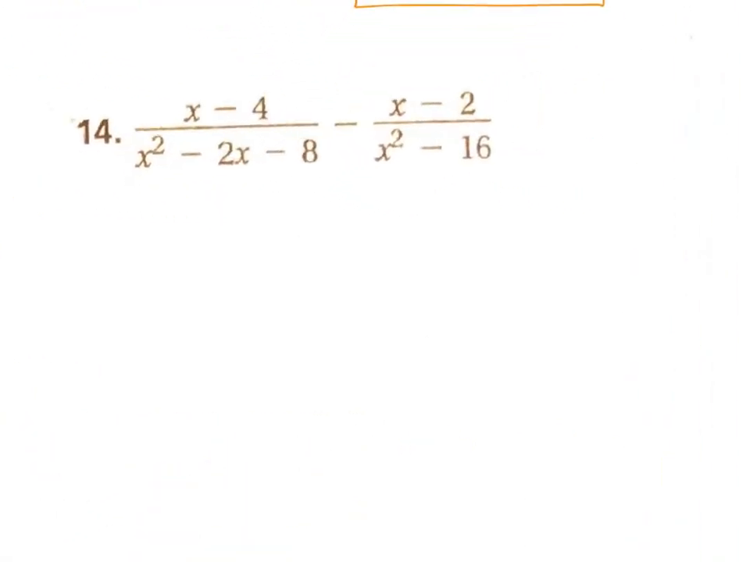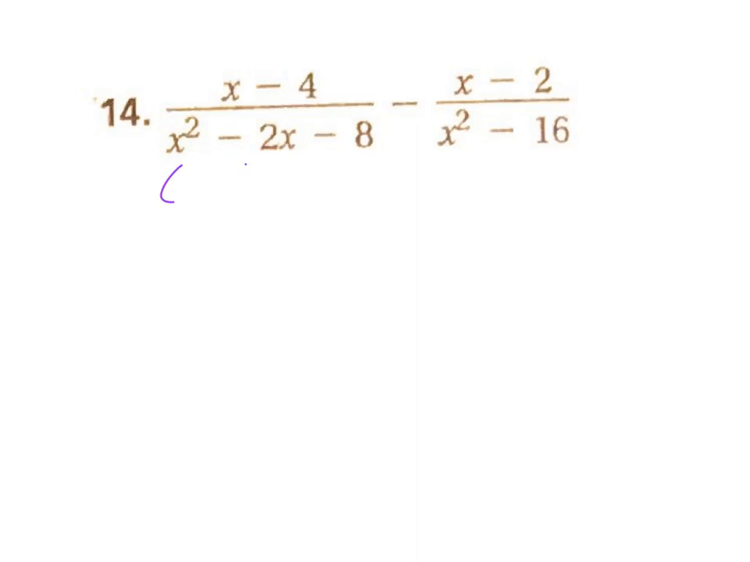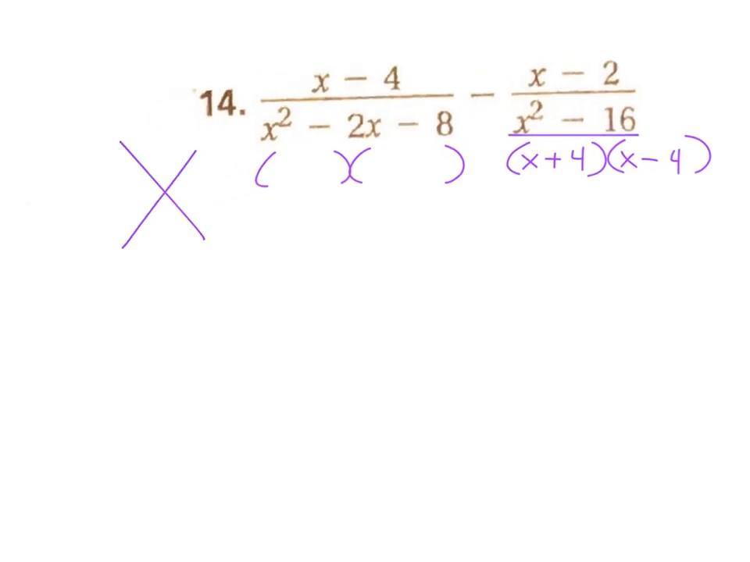Over to here. So we're going to do some factoring. If we factor this denominator here and factor this denominator, first of all, this one's a difference of squares, right? So this would be x plus 4 and x minus 4. We square root both sides. This one, if we lay it out, it's a negative 8 on top and a negative 2 on bottom. So what can we multiply to get negative 8 that we can add to get negative 2? That would be negative 4 and positive 2. So that's going to be x plus 2 and x minus 4 here.